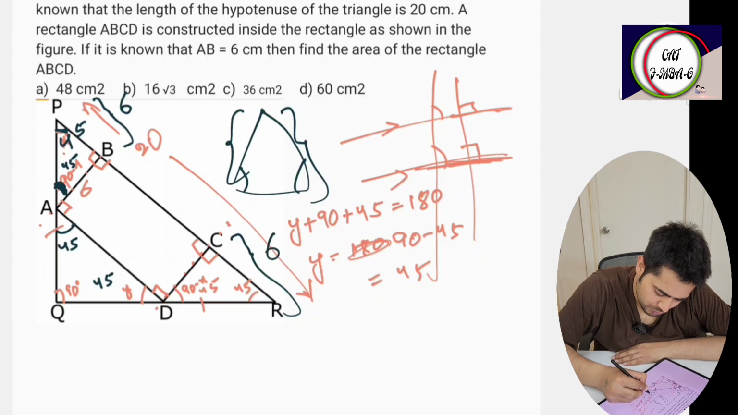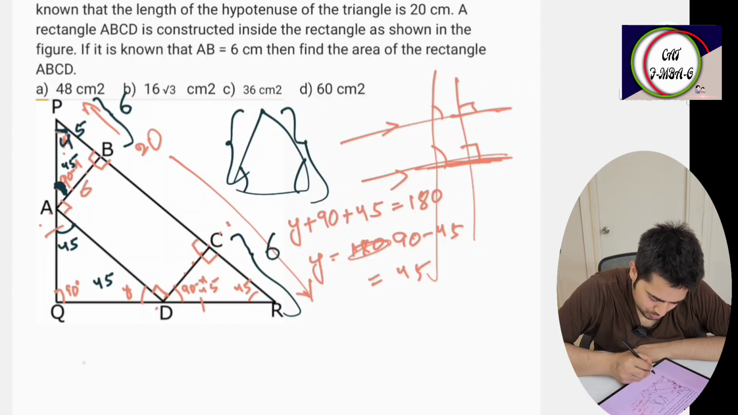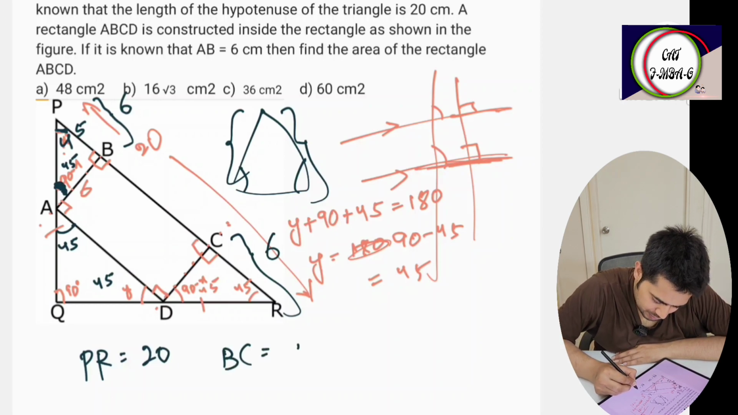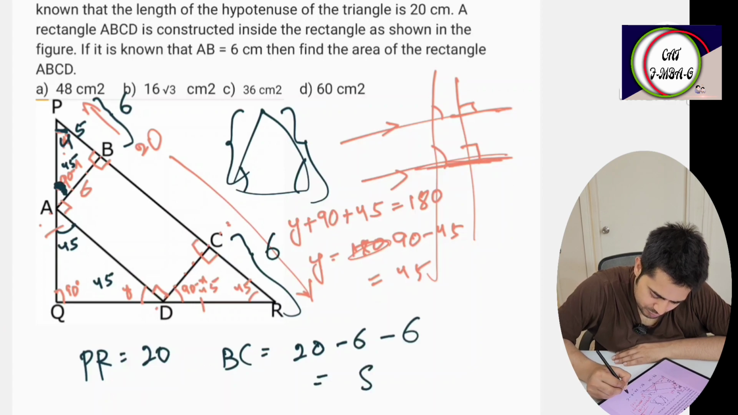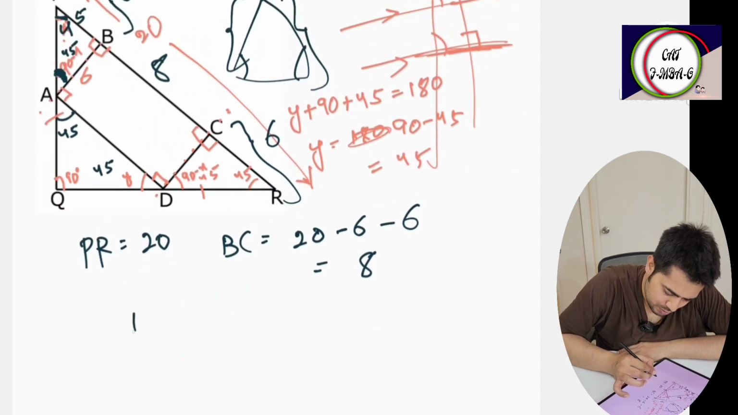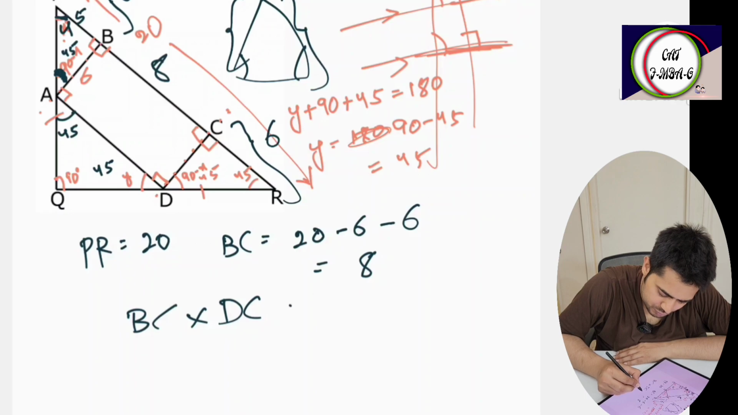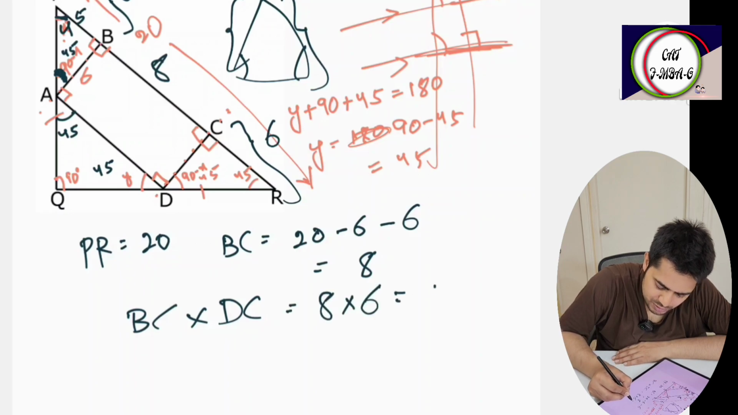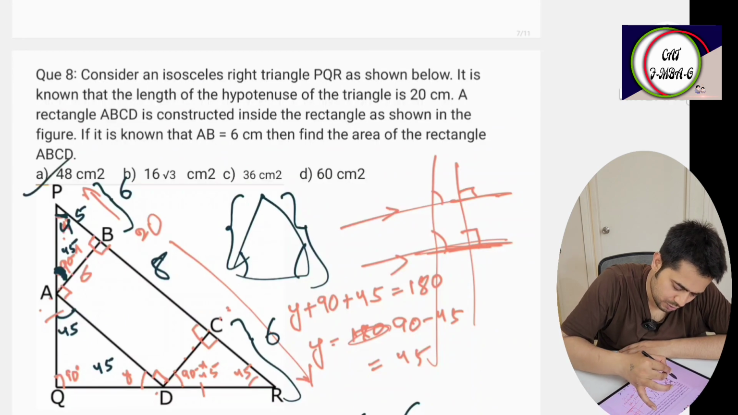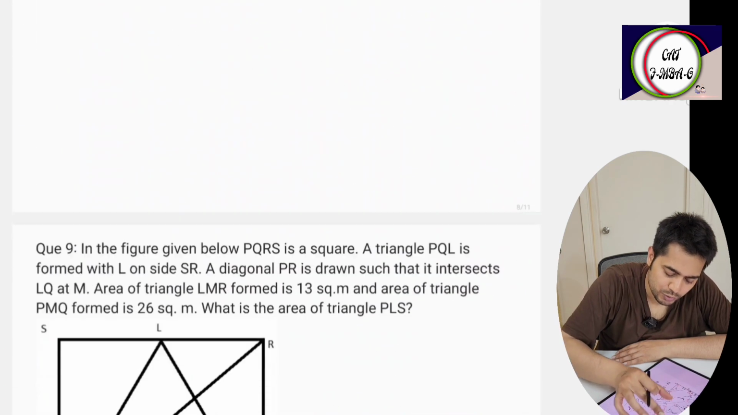So since this is an isosceles triangle, that means PB is also equal to 6. Similarly, CR is also equal to 6. So PR is equal to 20. So BC is equal to PR 20 minus PB 6 minus CR 6. This is equal to 8. Area of rectangle is equal to BC into DC, length into breadth. So this is equal to 8 into 6 is equal to 48 centimeters square. This should be the right answer. Yeah, option number A is the right answer. Let's move ahead to the next question.